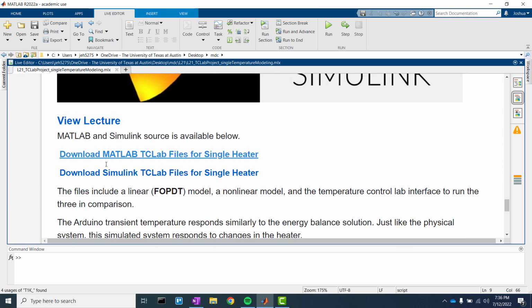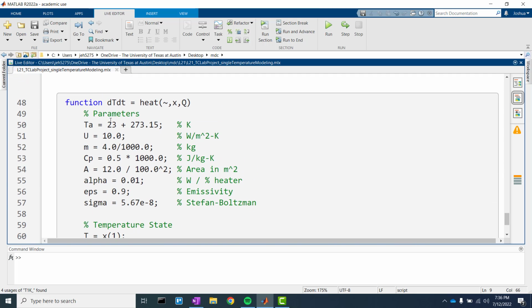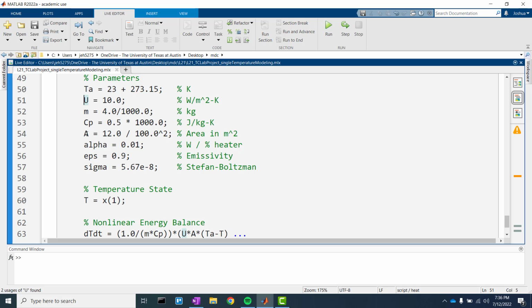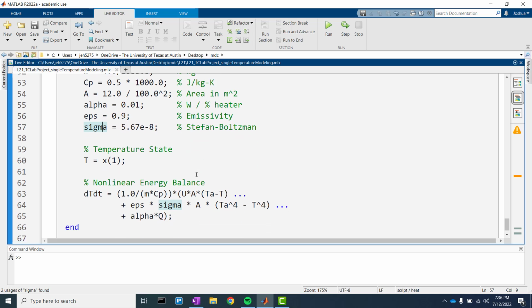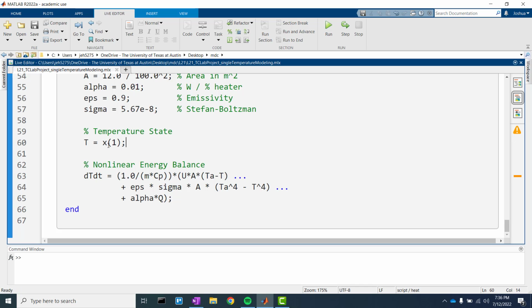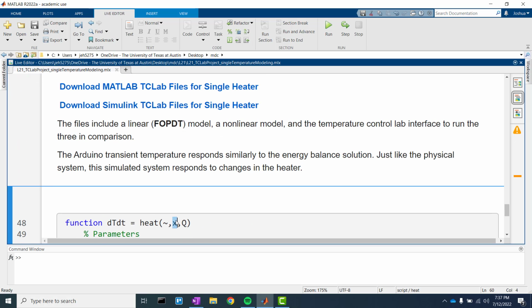So let's look at our heat function really quick. So our heat function has ambient temperature, U, which is that lumped sum parameter for heat transfer, M, mass of the heater, Cp, heat capacity of the heater, surface area, alpha, which is that conversion, that gain, right? So it's from percentage heater to the watts going into the system. We have the epsilon, which is the emissivity, and the sigma, which is a Stefan-Boltzmann constant. So the first thing we do is we unpack the temperature. That's what we do right here. The temperature comes in as x in this array.